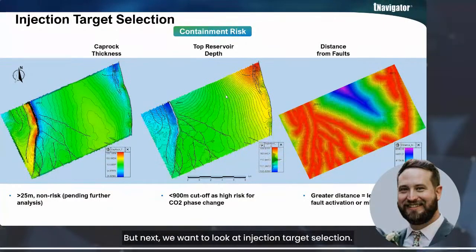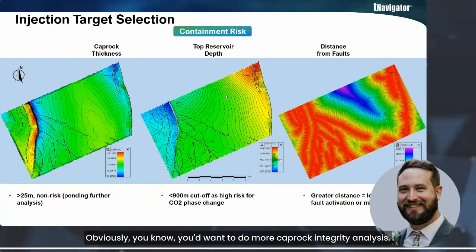But next we want to look at injection target selection. We're going to look at a couple of things: containment risk and then capacity. For containment risk, the three main criteria we considered were caprock thickness, depth to the top of the reservoir, and distance from faults. Caprock thickness was over 25 meters everywhere, so we really considered it a non-risk.